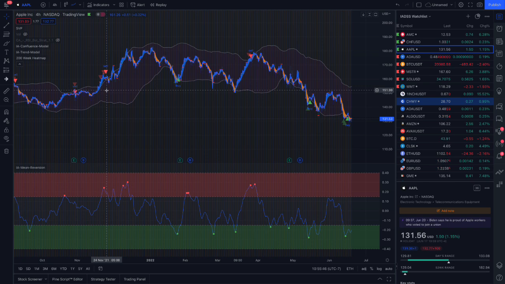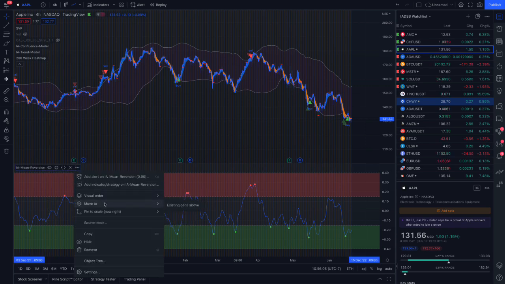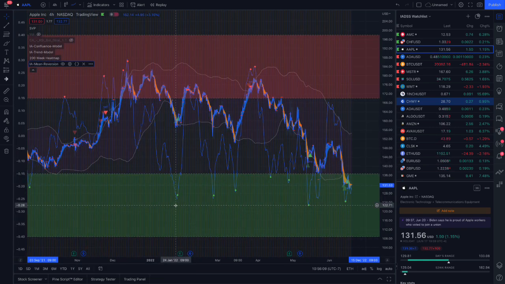I'm always concerned about having too much going on a chart, but in this case, it's very interesting. So let me show you how it's done. We're going to put this mean reversion overlaid on top of our other indicators. So you go to your mean reversion, hit the three little dots, and it's as simple as this. Move it to the existing pane above. It looks a bit busy, but for some people, again, finding your rhythm is very important.